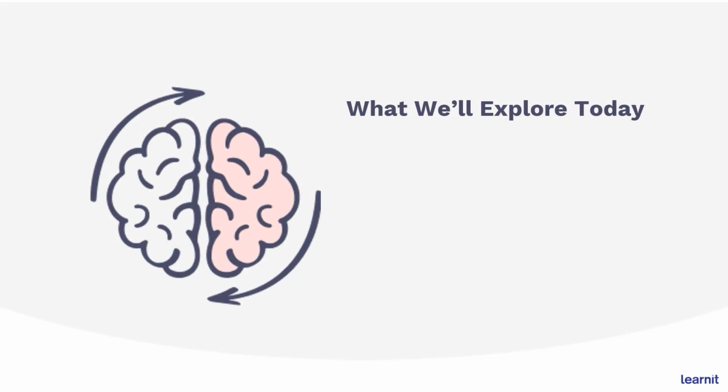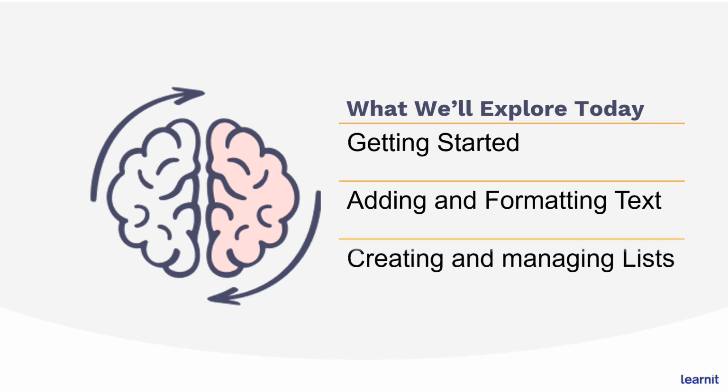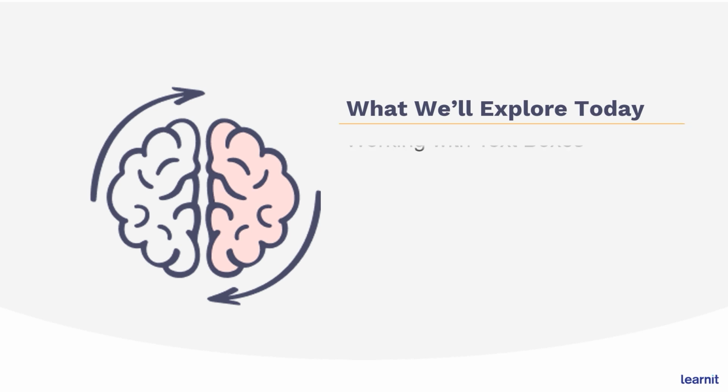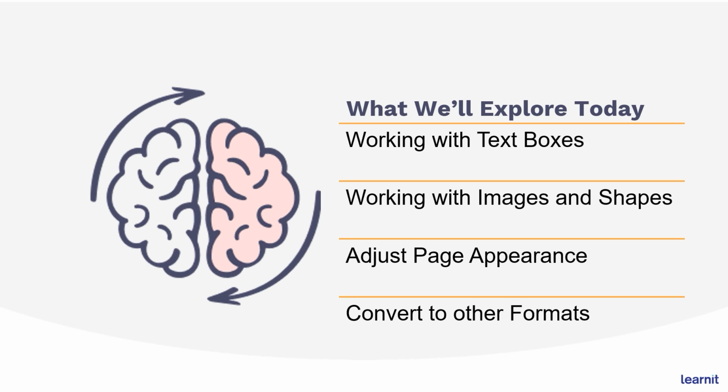Well, hopefully you enjoyed Module 1. We covered all the essentials that we need to be able to create and proof and save a Word document. Here's a quick recap. We took a look at getting started with the start screen, the ribbon interface. We're able to add and format text, able to create and manage lists. We're able to take a look at some of the proofing tools that are available. Now for Module 2, we'll talk about working with text boxes, working with images and shapes, adjusting the page appearance, and converting to other formats as well.